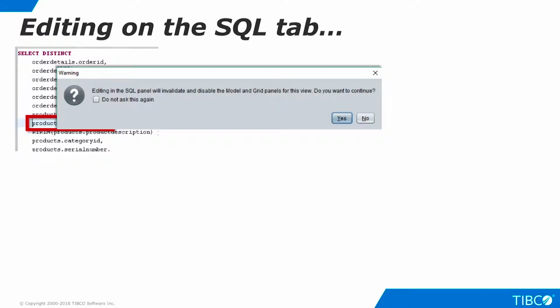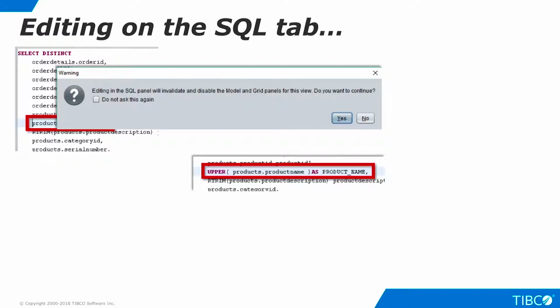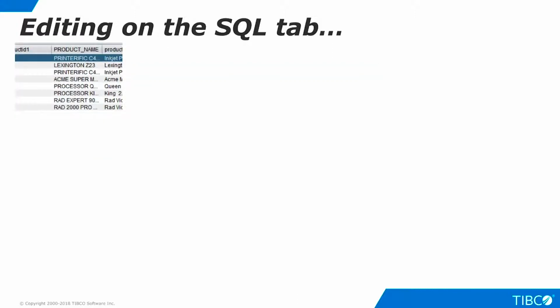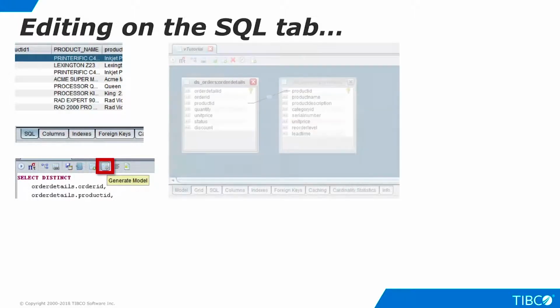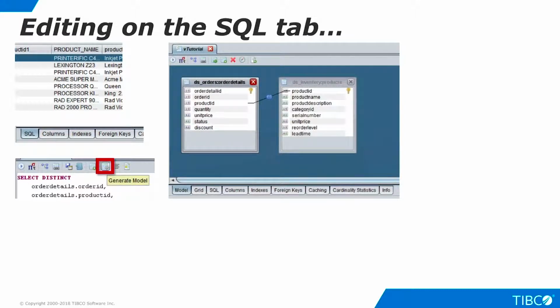I enter my SQL and save my work. Execute the query and the product names appear in uppercase. As expected, the Model and Grid tabs are now gone. Click Generate Model on the toolbar. The Model and Grid tabs are recreated. We have examined a number of techniques for creating virtual views, concentrating on the Model, Grid, and SQL tabs. Our demo is complete.